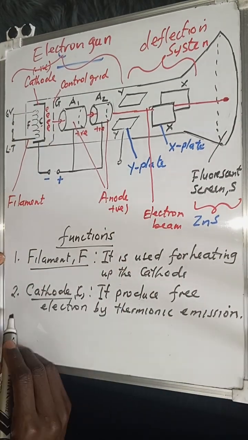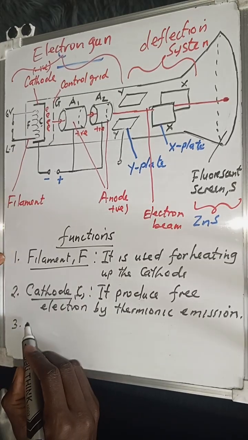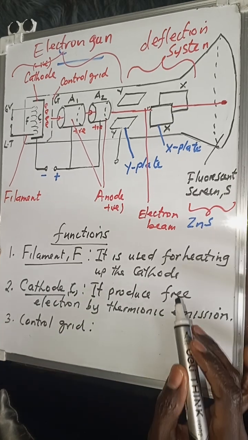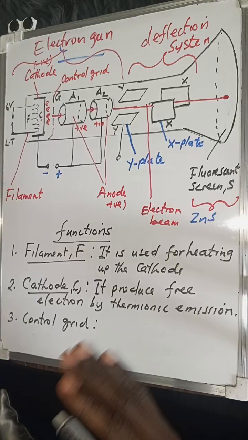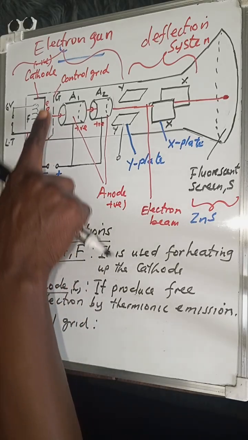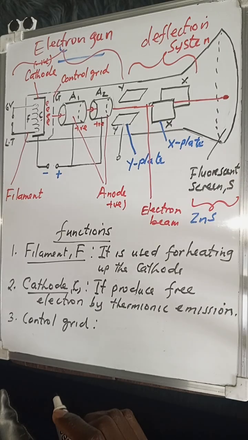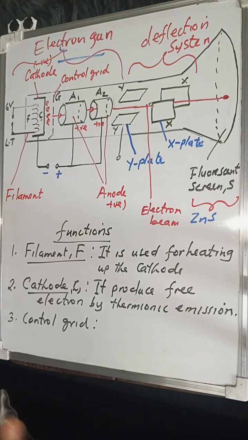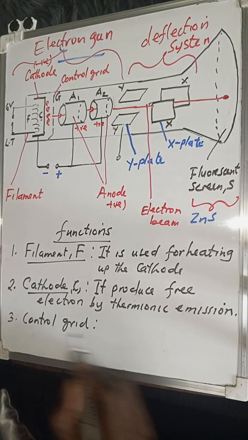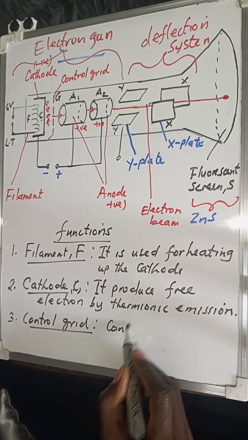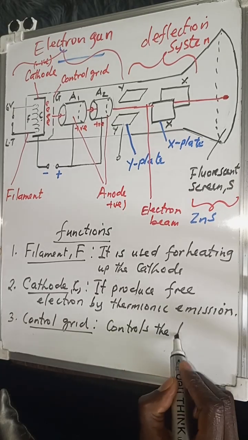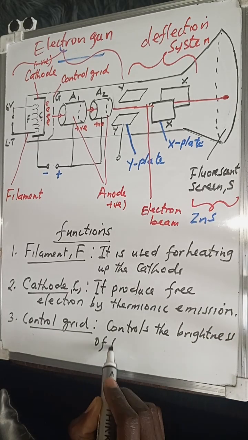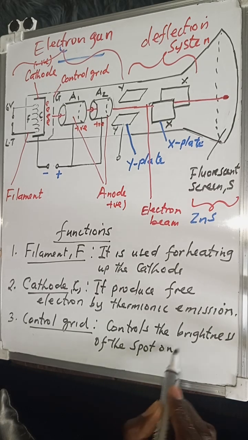So once the electrons are produced, the control grid regulates the brightness on the screen. But how does it do that? By regulating the number of electrons that are passing through it. So the brightness of the spot on the screen is controlled by the control grid. So I can say it controls the brightness of the spot on the screen.